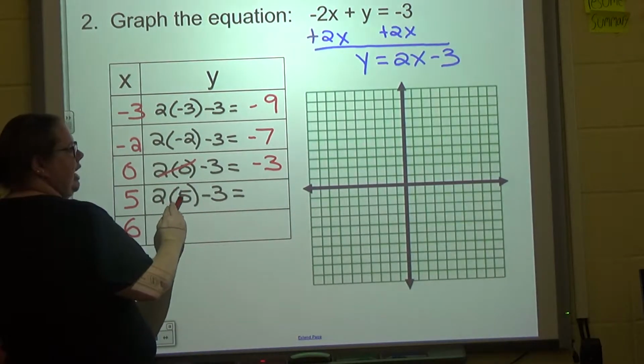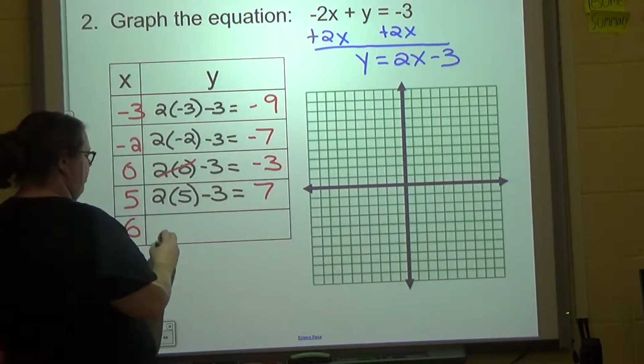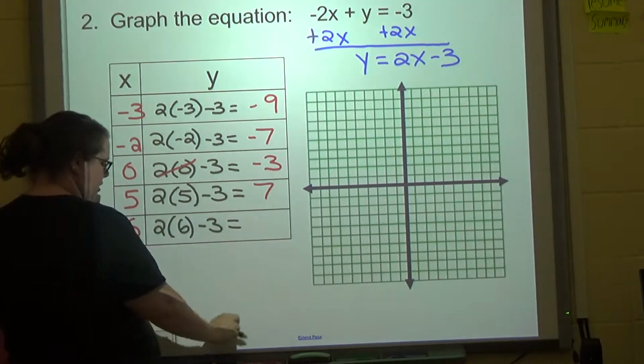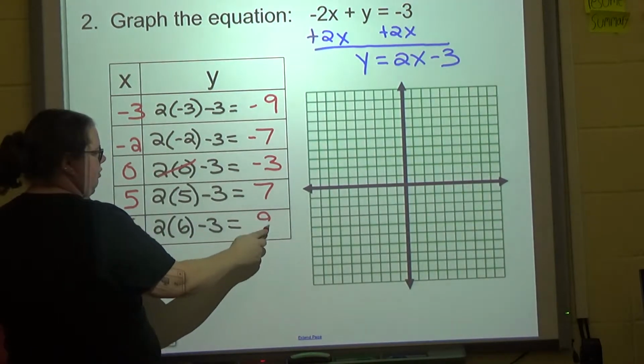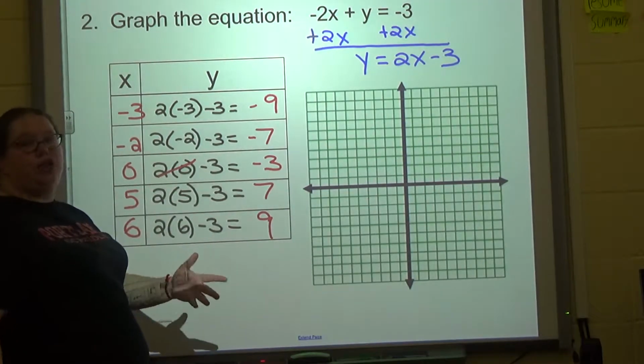2 times 5 is 10. Minus 3 is 7. And last one, 2 times 6 minus 3. That's 12 minus 3, which is 9. Now that I have my points, I'm going to plot them and draw the line.